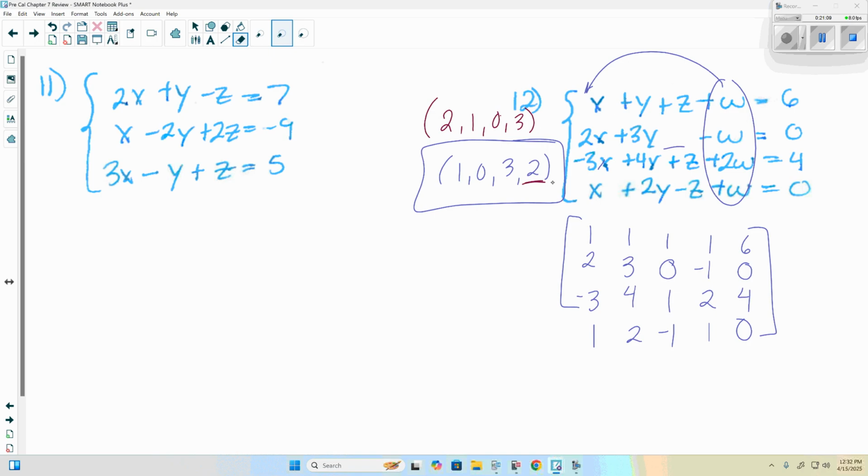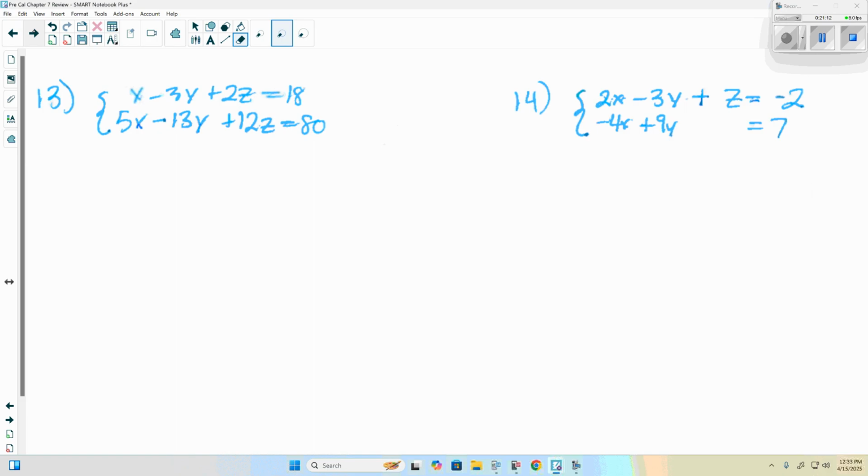Questions on 11 and 12. 13 or 14? 14. XYZ number. XY, we don't have a Z, so the bottom one would be -4 for X, 9 for Y, 0 for Z is equal to 7. The top is going to be 2, -3, 1, -2. Because we had Z in one of the equations, the other equations will need Z as well.